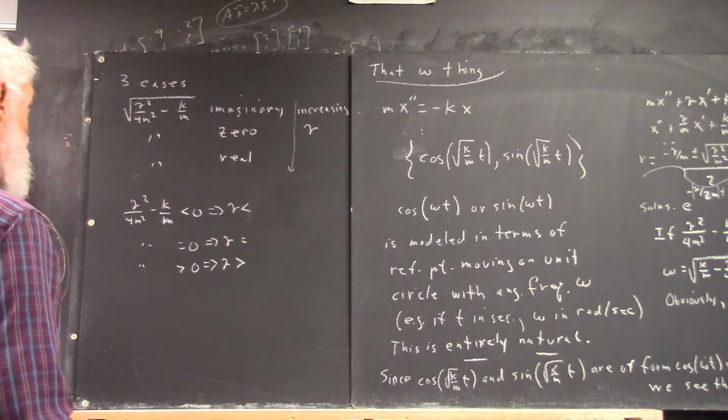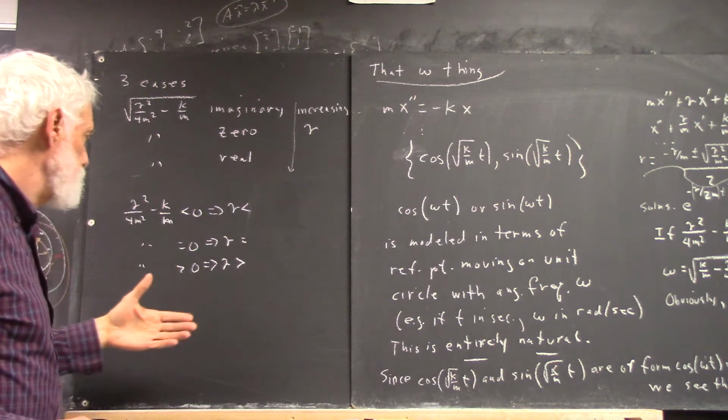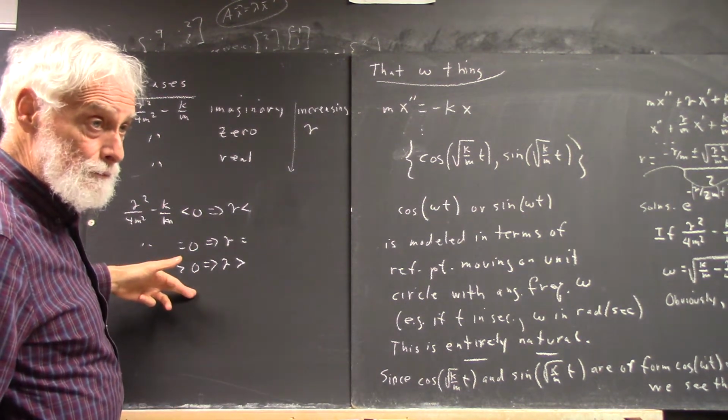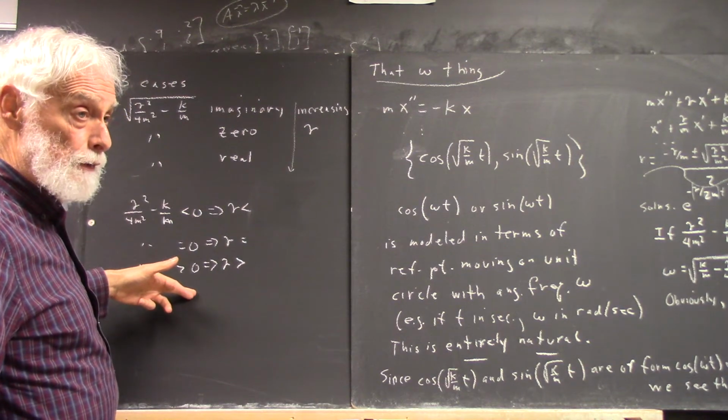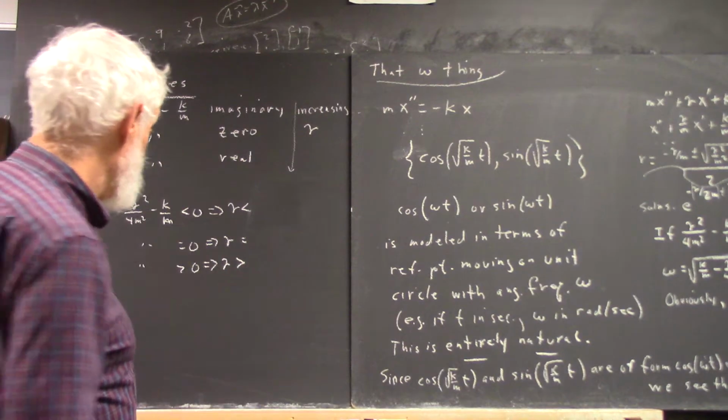Or greater than 0, which is just going to give you a combination of two exponentials. Okay, so let's see how that works out.